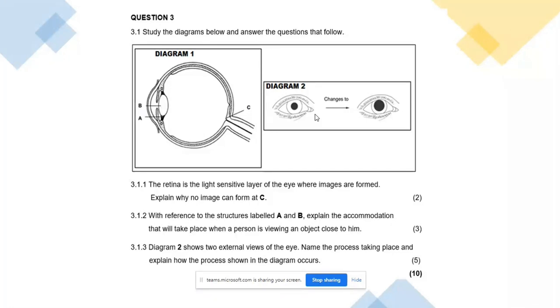From bright light to dim light, or from dim light to bright light? Okay, that's what I want you to think about. Is the person going from a dark room to a light room, or dim light to bright light, or from bright light to dim light? And that's going to help you to orientate yourself in terms of those answers there.